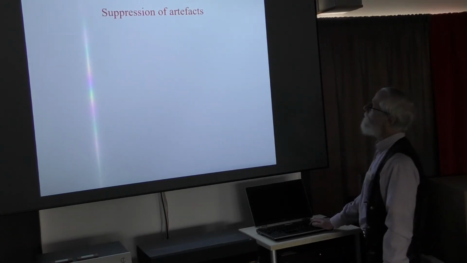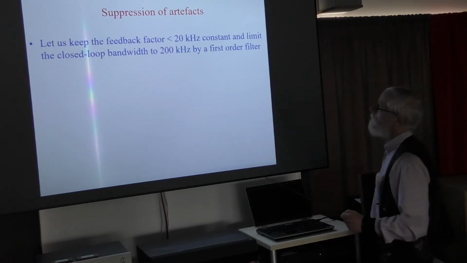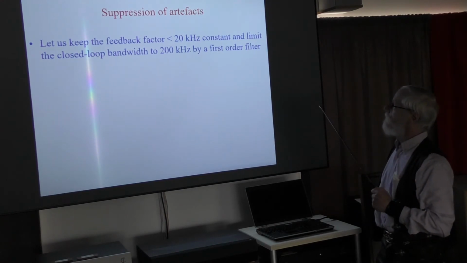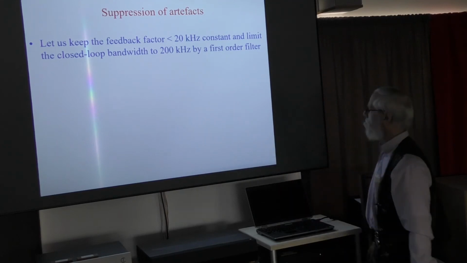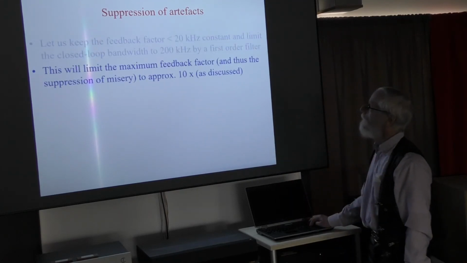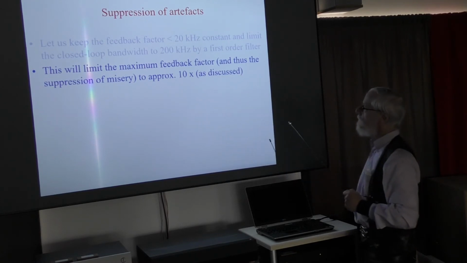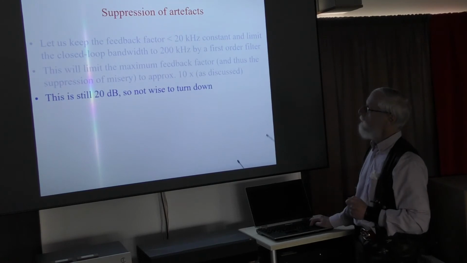So how can we suppress these artifacts? Let's take an example. We want to keep a feedback factor below 20 kilohertz constant, and we limit the closed loop bandwidth to 200 kilohertz using a first order filter. And this will limit the maximum feedback factor, and that's the suppression of the misery, to approximately 10 times, or 20 dB.